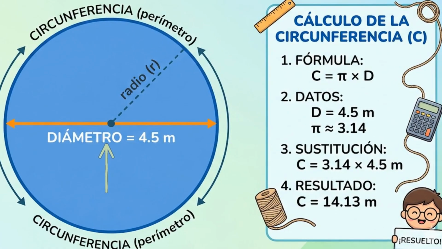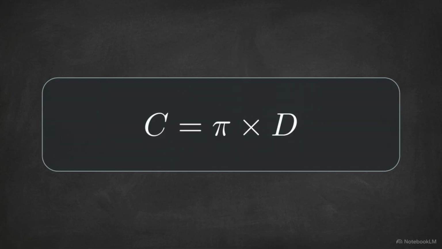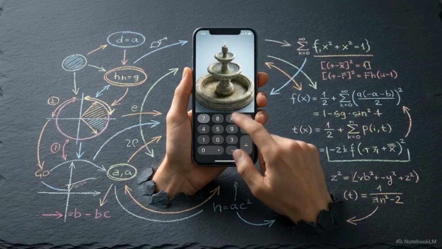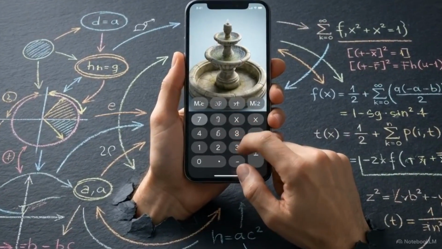Here, the diagram shows a circle with a diameter of 4.5 meters. We multiply 3.14 by that 4.5 meter measurement. The result is 14.13 meters, the exact length of the circumference. You can also write this formula as 2 times pi times the radius. Since 2 radii make 1 diameter, the math is identical. Using these equations, finding the edge of that massive stone fountain becomes a calculation you can finish in a few seconds.